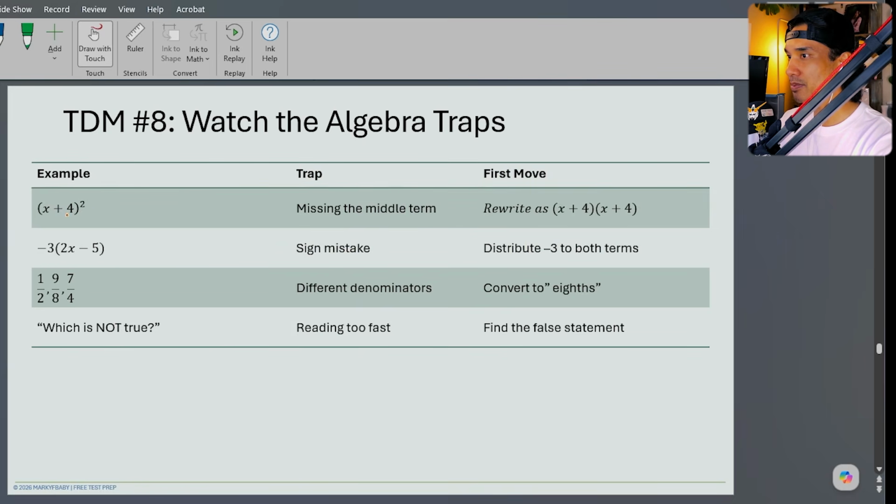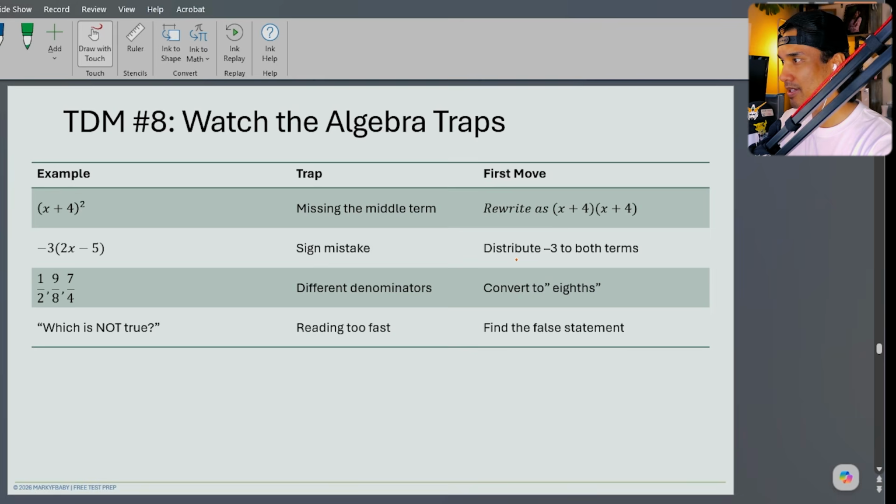Next slide, I have (x plus 4) squared. The trap is missing the middle term. We would rewrite as (x plus 4) times (x plus 4), right? x plus 4 and then x plus 4, both in parentheses. All right, instead of thinking that, oh, this equals x squared plus 16, it does not, okay? It's x squared plus 4x plus 4x plus 16, giving me x squared plus 8x plus 16. I think it's that. But just remember to get the middle term down when squaring a binomial, okay?